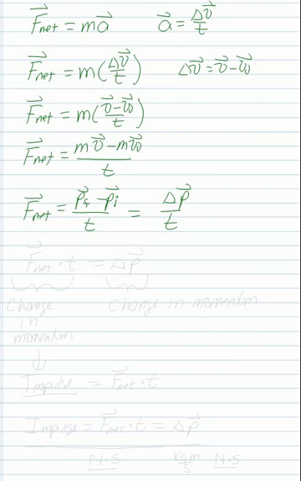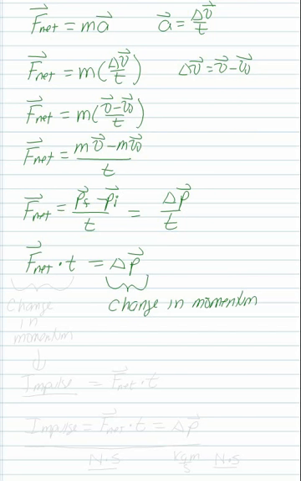Well, let's kind of rewrite this so we can have momentum all by itself. So we can multiply both sides by T. F net times T equals delta P. So what we want to take a look at is this. This term is not momentum. It is change in momentum. That is a big distinction. Delta P means change in momentum, P final minus P initial.